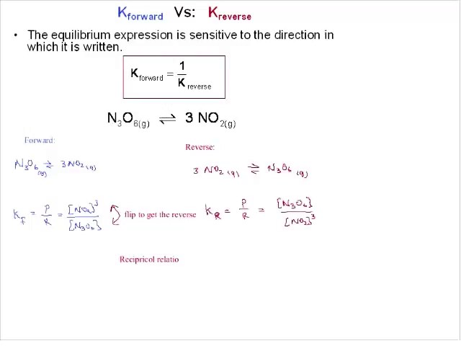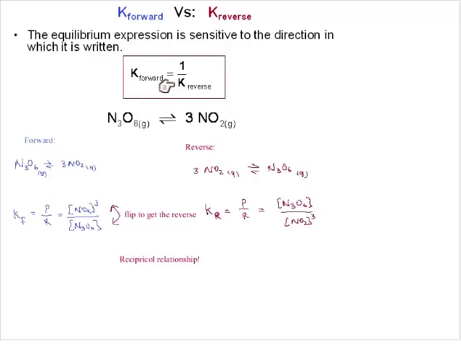Products over reactants, still the same thing, products over reactants. In this case now it's going to be N3O6 over NO2 cubed. So basically all we did was flip this over to get the reverse. And you notice here how I've denoted this as the equilibrium expression for the reverse direction. What we're seeing is that it's a reciprocal relationship. We simply flipped it over. So whatever value we get for the forward direction, we simply say 1 divided by that value, and that'll give us the reverse value. Okay?